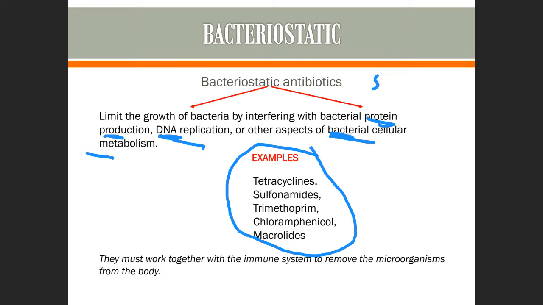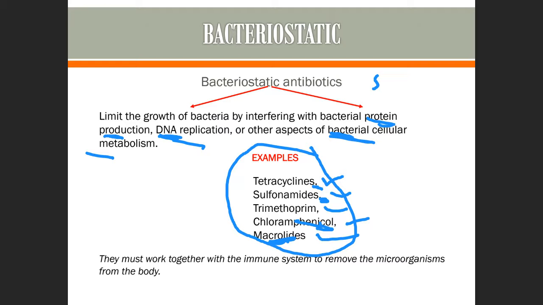Here the example drugs are tetracycline, sulfonamides, trimethoprim, chloramphenicol, and macrolides. Macrolides means erythromycin, clarithromycin. Chloramphenicol is the drug which was the first synthetic antibiotic. Trimethoprim and sulfonamides is the third lecture you have. Tetracycline also has a different lecture. They must work together with the immune system to remove the microorganisms.